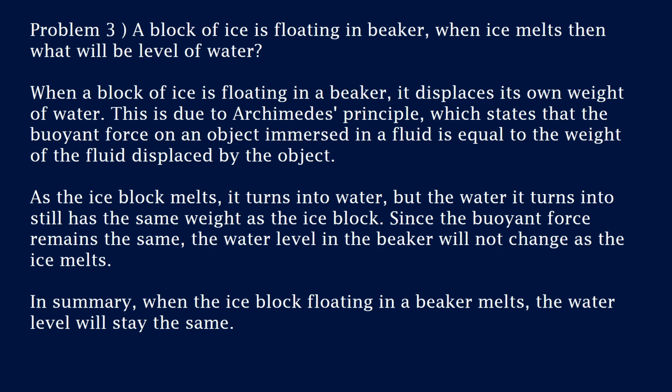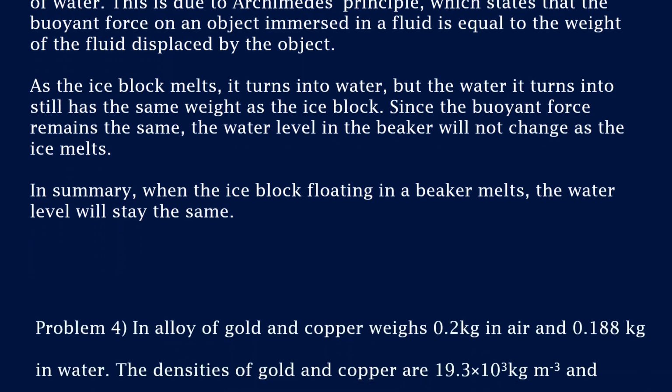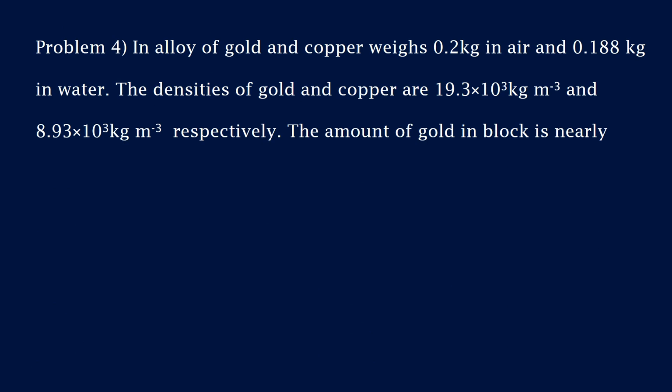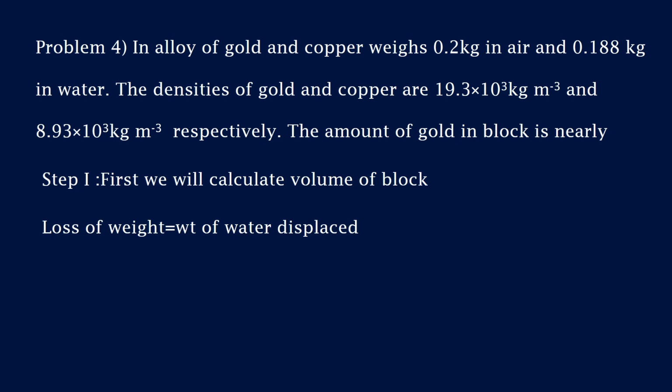Problem 4. An alloy of gold and copper weighs 0.2 kg in air and 0.188 kg in water. The densities of gold and copper are 19.3 into 10 raised to 3 kg per meter cube and 8.93 into 10 raised to 3 kg per meter cube respectively. We are asked to find the amount of gold in the block.